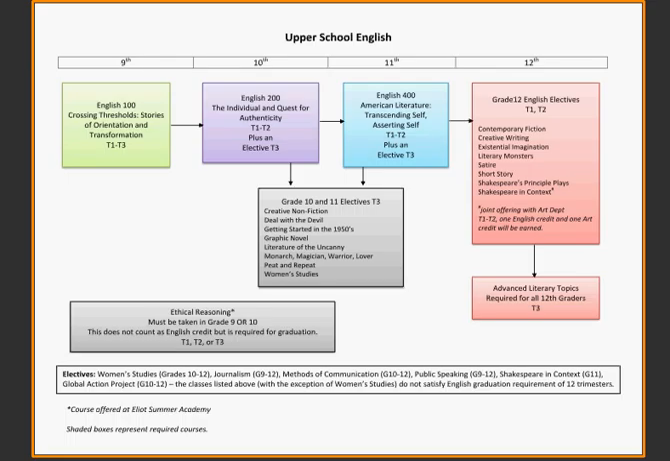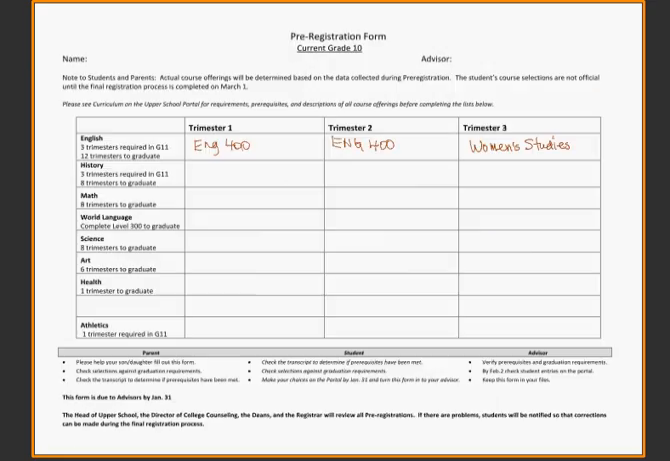Now, once you've chosen what elective you would like, you would go back to your form and it would look something like this. You've got the required English 400 course during trimester 1 and trimester 2, and then this student has signed up for Women's Studies as their T3 English elective.